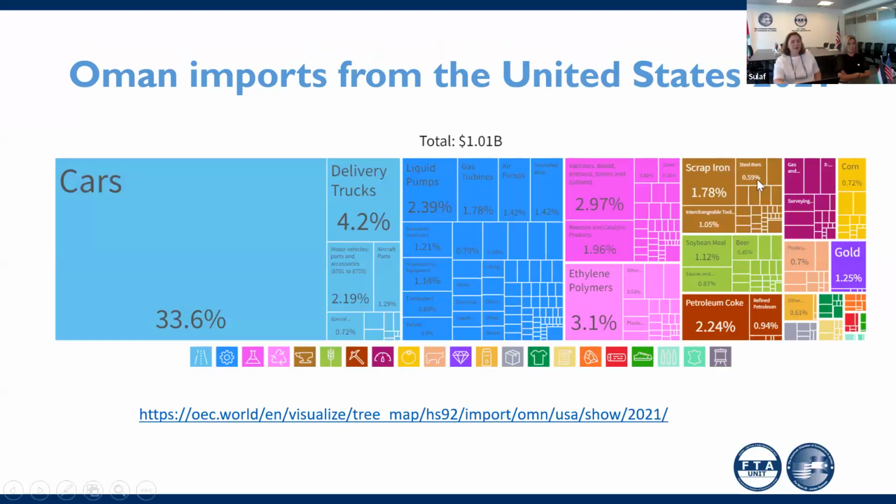Here is a snapshot of what the US exports to Oman, mostly like cars and delivery. The other big chunk is equipment and electric equipment, some medical and chemicals, and we have then a variety of other stuff as well.